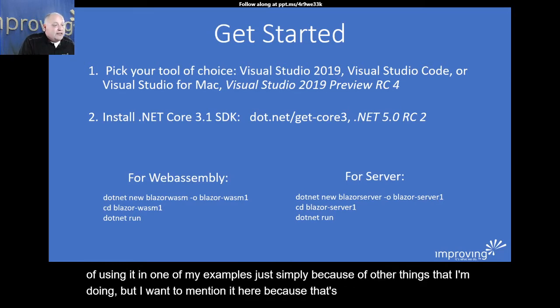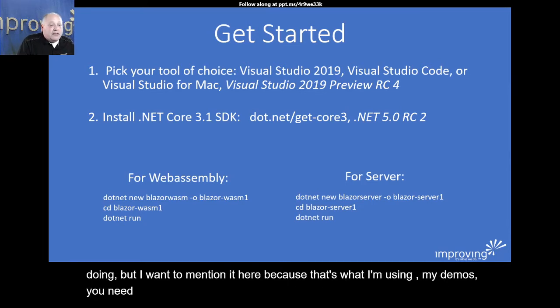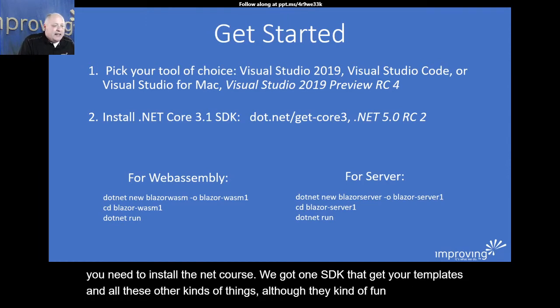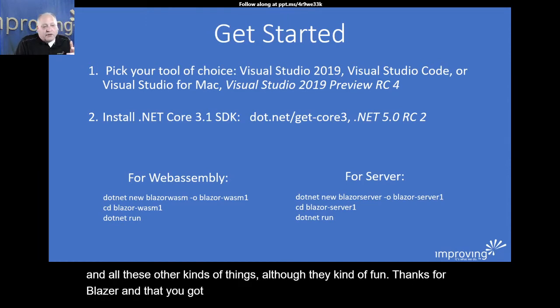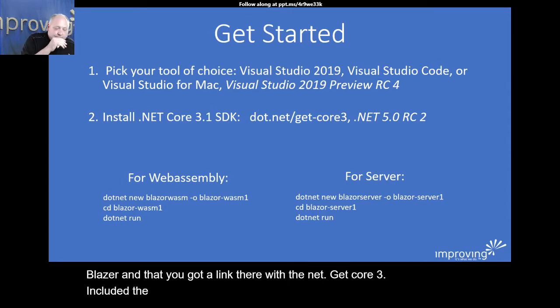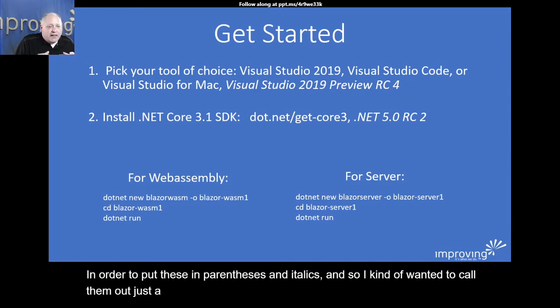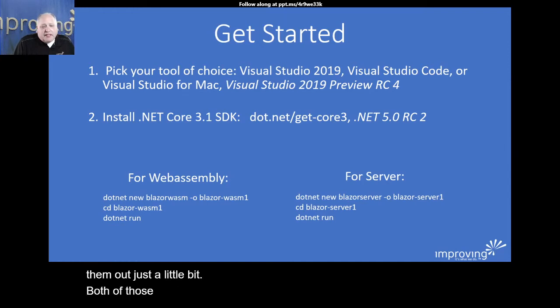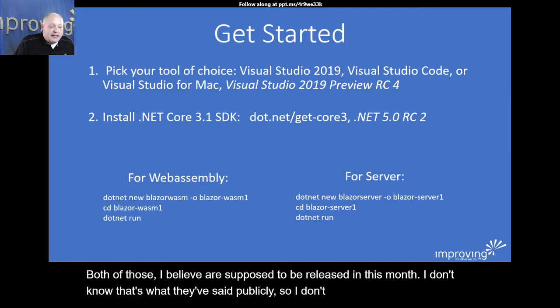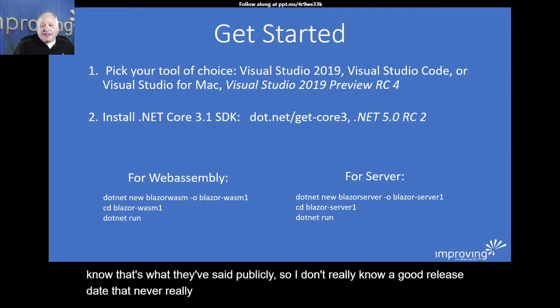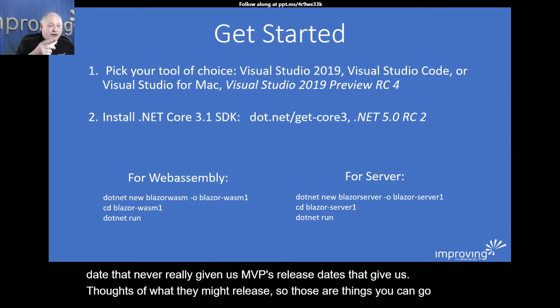You need to install the .NET Core 3.1 SDK. That gets you templates and all the other fun things for Blazor. You've got a link there with the .NET Core 3. And I included the .NET 5 RC2. You'll notice I put these in parentheses, in italics, because I wanted to call them out a little bit. Both of those, I believe, are supposed to be released this month. I don't know, that's what they've said publicly. So I don't really know a good release date. They never really give even us MVPs release dates. They give us thoughts of what they might release. So those are things you can go pick up right now. In fact, I'm using RC5 on my Visual Studio 2019.